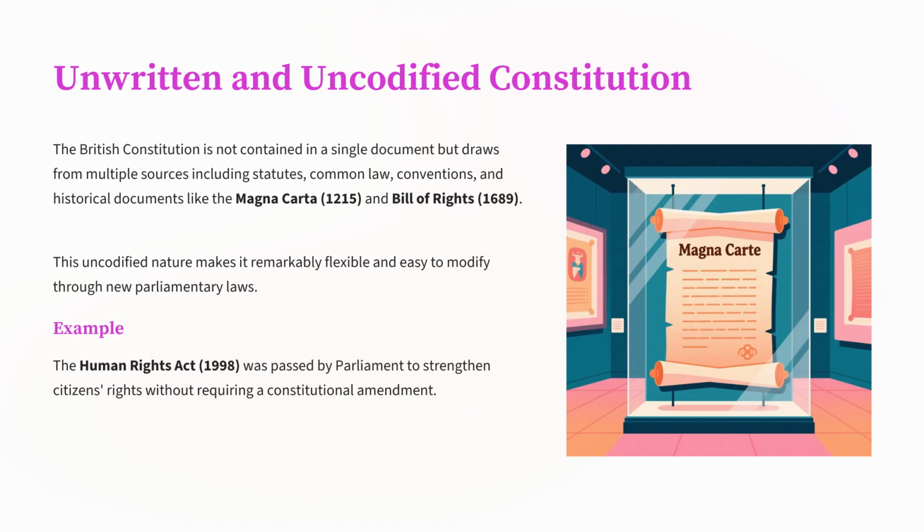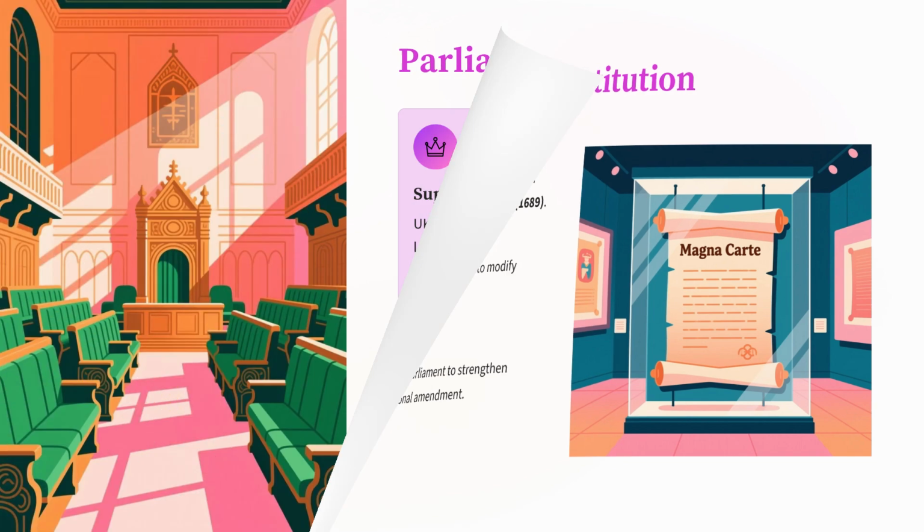Unwritten and uncodified Constitution. The British Constitution is not contained in a single document, but draws from multiple sources, including statutes, common law, conventions, and historical documents like the Magna Carta, 1215, and Bill of Rights, 1689. This uncodified nature makes it remarkably flexible and easy to modify through new parliamentary laws. Example, the Human Rights Act 1998 was passed by Parliament to strengthen citizens' rights without requiring a constitutional amendment.